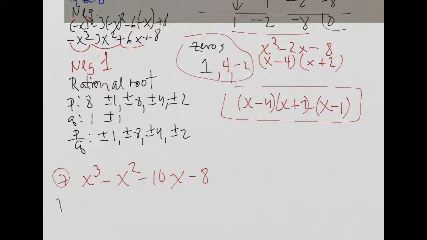Let's figure out our positive zeros. So let's look at the change in the signs. So we got one change here. No change from negative to negative. No change there. So there's only one possible positive zero.